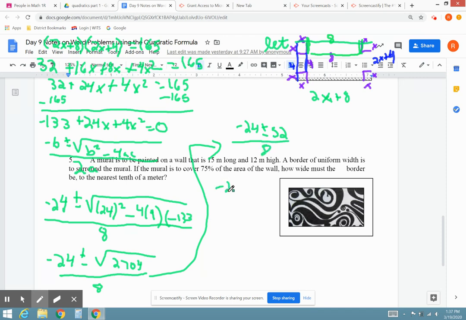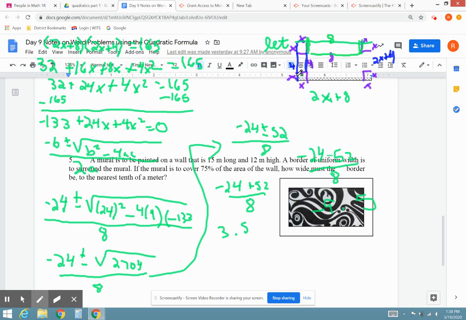So negative 24 plus 52 over 8. And then negative 24 minus 52 over 8 gives me 3.5 and negative 9.5.